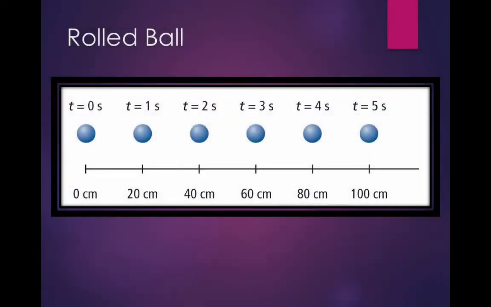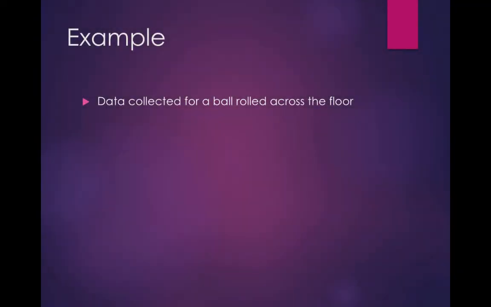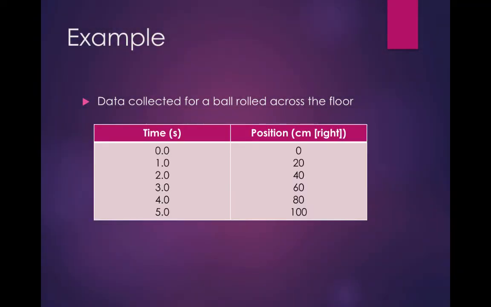This ball is an example of uniform motion. For every 1 second of time, it displaces 20 centimeters to the right, denoted with the positive 20. If we collect the data from this rolled ball across the floor, this is the table. For every 1 second interval, the position seems to increase by 20 centimeters to the right.